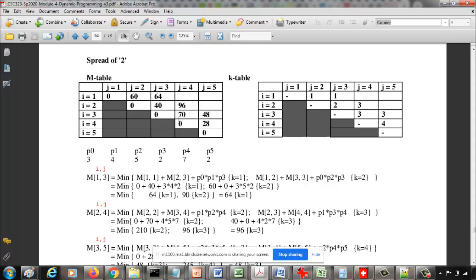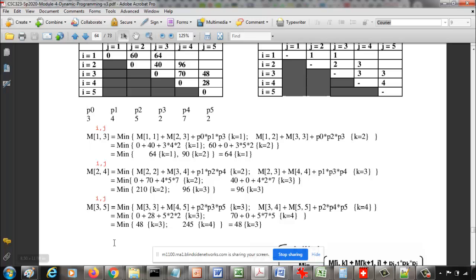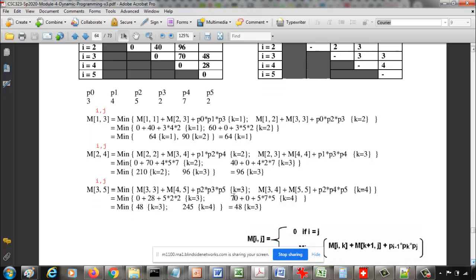Now do the same process for i equals 3 and j equals 5. So the possible values of k are i, then so on up to something less than j. So 3 and 4 are the possible values of k, because this is also a spread of 2. So from the recurrence it is m of i comma k plus m of k plus 1 comma j plus p i minus 1 times pk times pj.